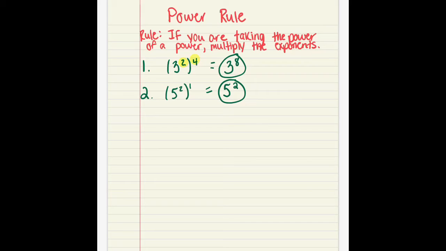We can also do this with variable bases like we have been this entire time. So this one we have c cubed to the 5th power. So we keep that base c. We multiply 3 and 5 together and we get c to the 15th power.